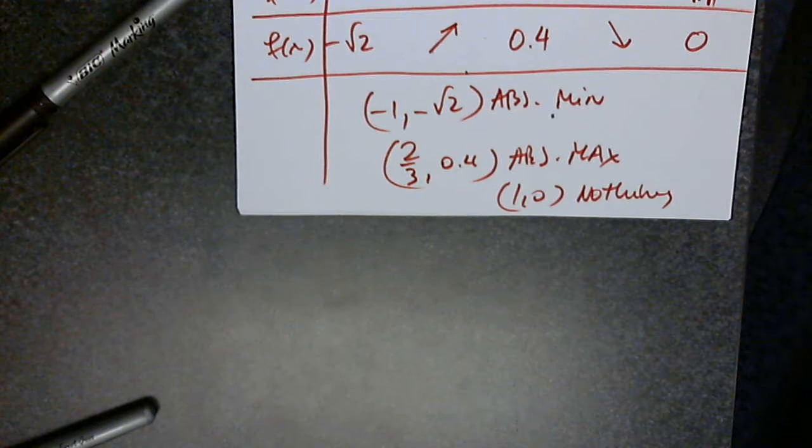So that's why this function has this graph. It's between -1 and 1, increasing till the point of maximum, which is the absolute maximum, and then decreasing. That's why this is the absolute minimum and this one is nothing.